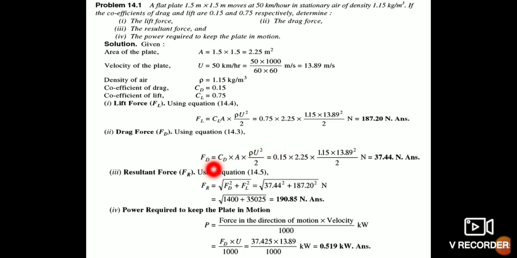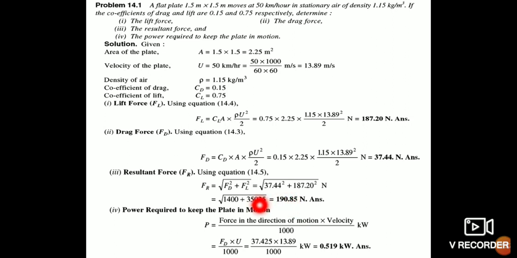Then the drag force: FD is equal to CD A rho U square divided by 2. Again, everything is given here. Only the drag coefficient is 0.15, and the area and everything else is the same. So the drag force comes to 13.37 Newton. The resultant force FR is equal to the square root of FD square plus FL square, and if we solve this, it becomes 190.85 Newton.